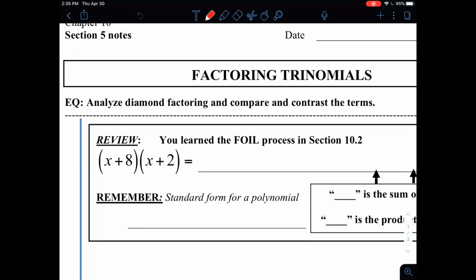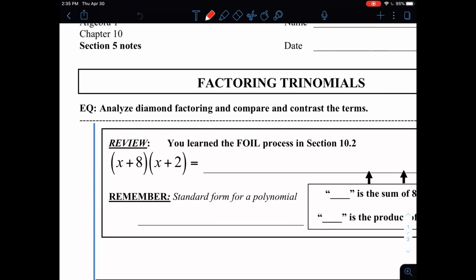You learned the FOIL process in section 10.2. So we're going to FOIL this: x plus 8 times x plus 2. First we do x times x, which is x squared. Now x times 2 is 2x. Remember, you multiply x by everything in the other parentheses. Now we multiply 8 by everything in the other parentheses. What is 8 times x? 8x. And what is 8 times 2? That's 16.